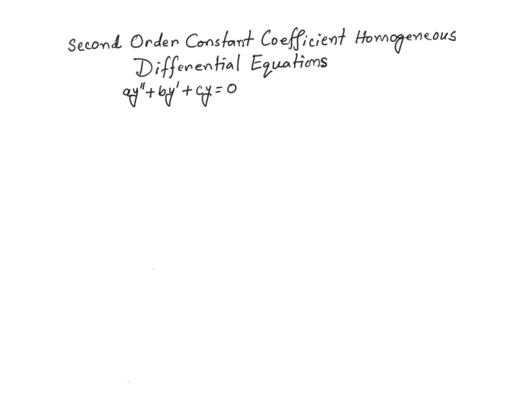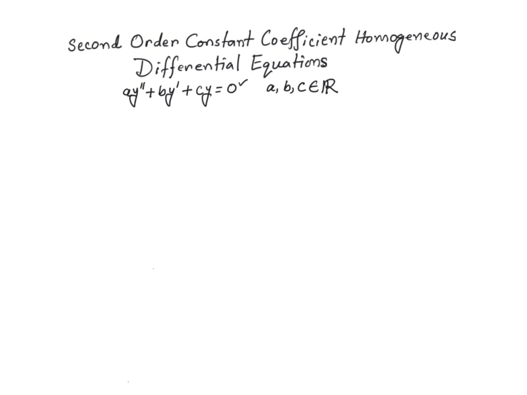The homogeneous part comes from the fact that the right side of the equation is 0. And the constant coefficient comes from the fact that the coefficients of y, y prime, and y double prime are all constants. And we are assuming that these constants are real numbers. So that means a, b, and c are elements of the real numbers, R. Now, I'm going to outline how to solve these types of equations.